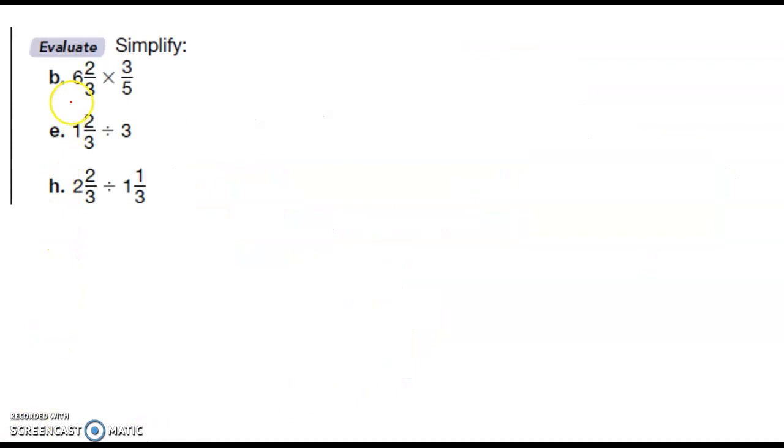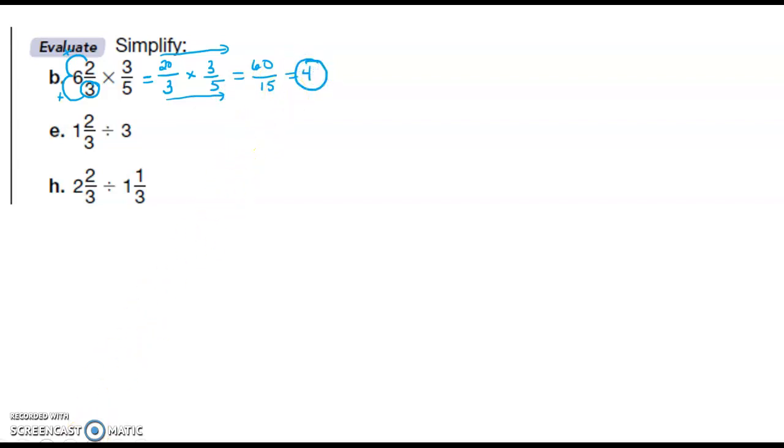Okay. Now we have a whole bunch of problems that are multiplying and dividing mixed numbers. So B has 6 2/3 times 3/5. So what I'm going to do is popcorn the 6 2/3. So 3 times 6 is 18, plus 2 is 20, all over 3. Everything else remains the same. And then I multiply across the top. 20 times 3 is 60. And I multiply across the bottom. 3 times 5 is 15. 15 goes into 60 4 times.